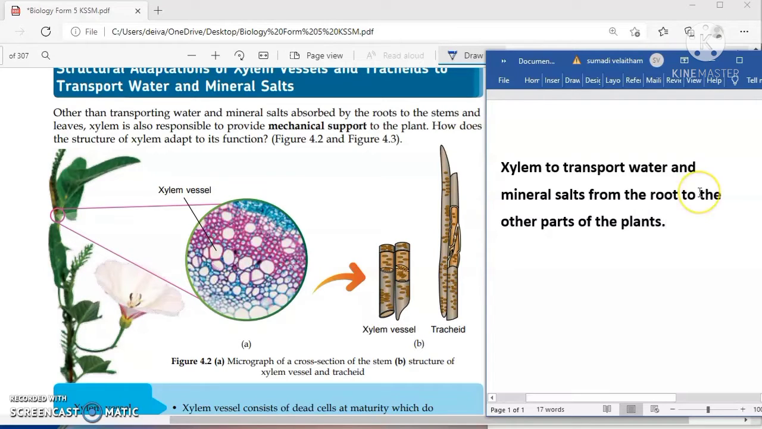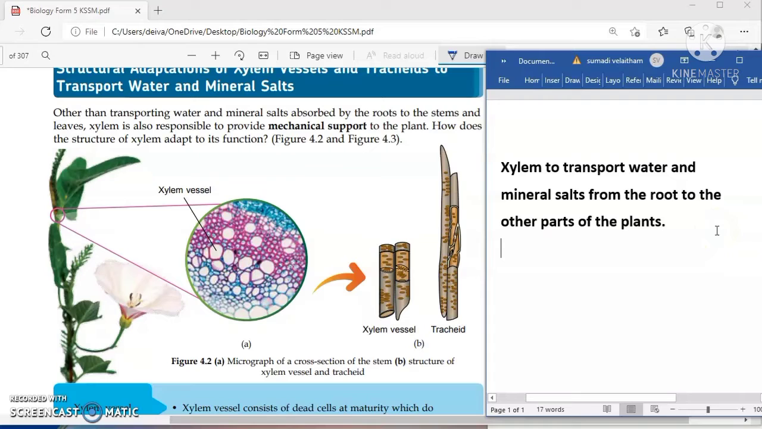Okay, this is the function of xylem. So if the question asks the function of xylem, you must write one full sentence like this. Okay, you cannot just say xylem is to transport water. No marks. You must write one full sentence like this: xylem transport water and mineral salt from the root to the other parts of the plants. Kalau kamu tulis macam ni, baru boleh dapat markah yang penuh.